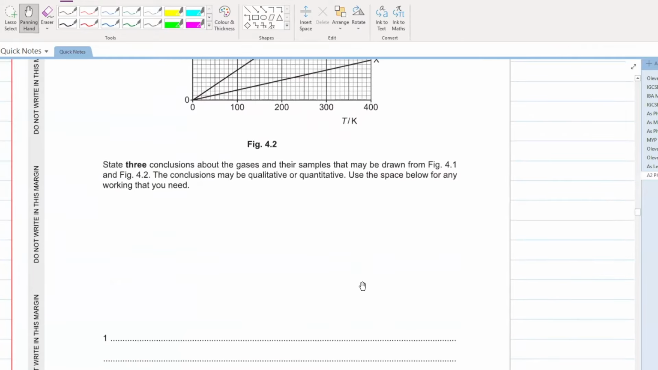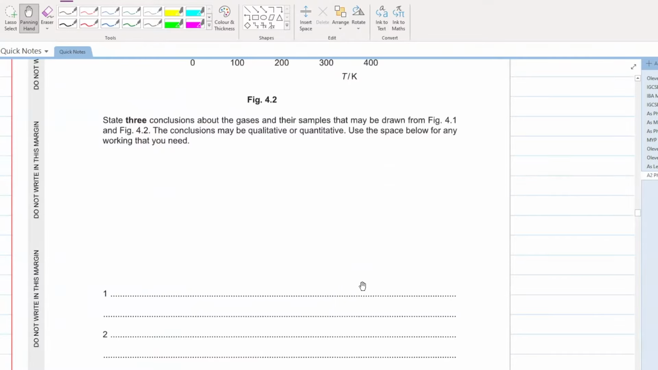We have to state three conclusions about the gases and their samples that can be drawn from figure 4.1 and 4.2. The conclusions may be quantitative or qualitative. Use the spaces below for any working that you need. You have to calculate or state three conclusions. What can you do here? Any ideas?